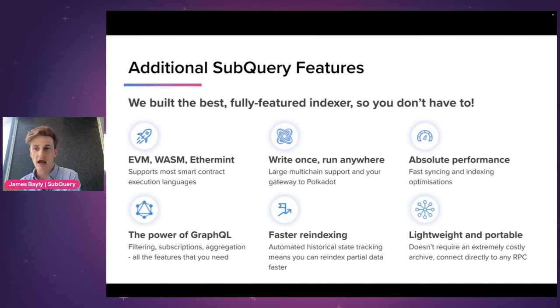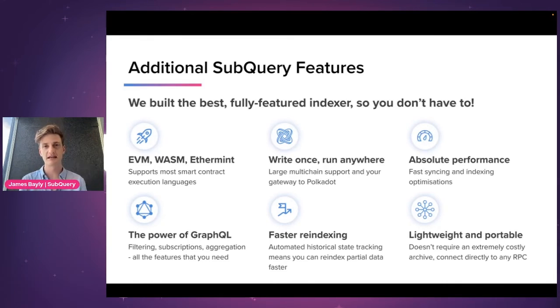But it also allows us to do faster reindexing. If you add a new contract or if you change a contract to a particular block, you can rewind your project to just that block and then carry on from there. One of the biggest pain points about indexers is whenever you change it, you generally have to reindex from the start. But with SubQuery, you can rewind your data from the current state to a particular point in time and then continue from there. And finally, it's lightweight and portable.